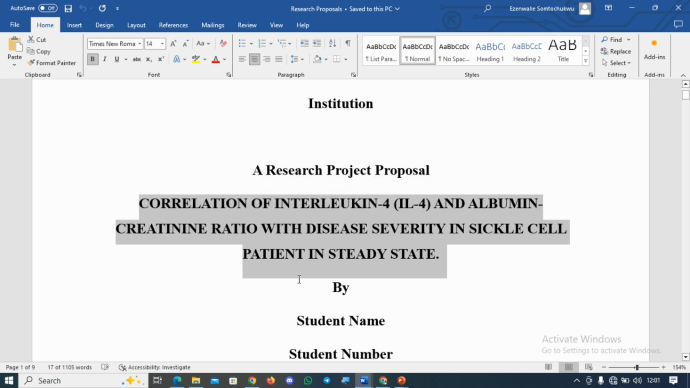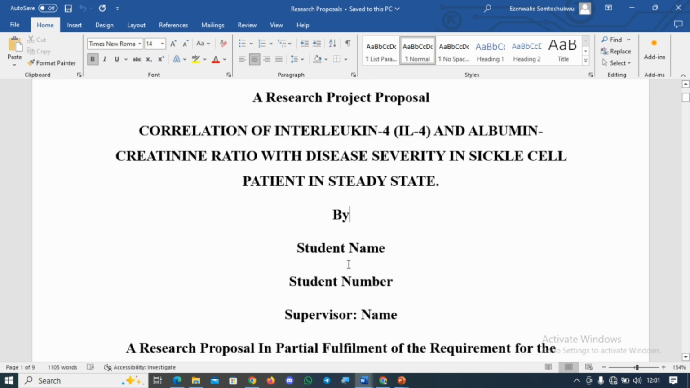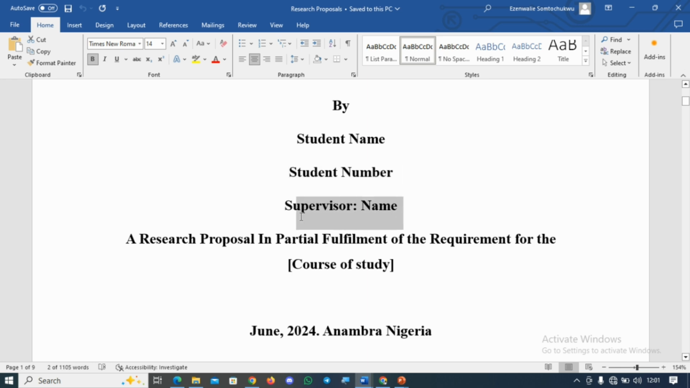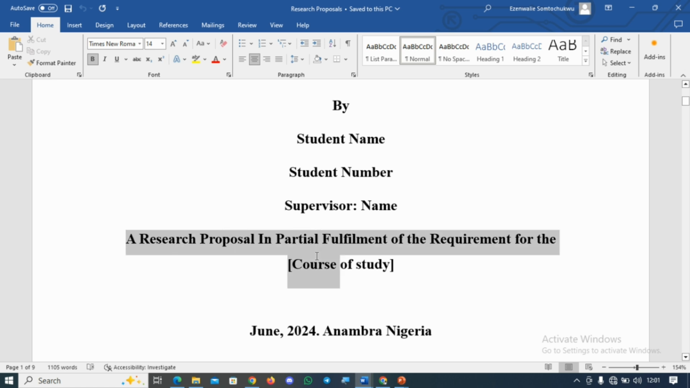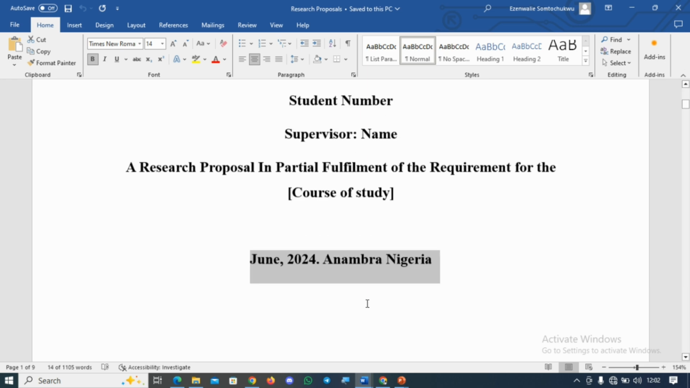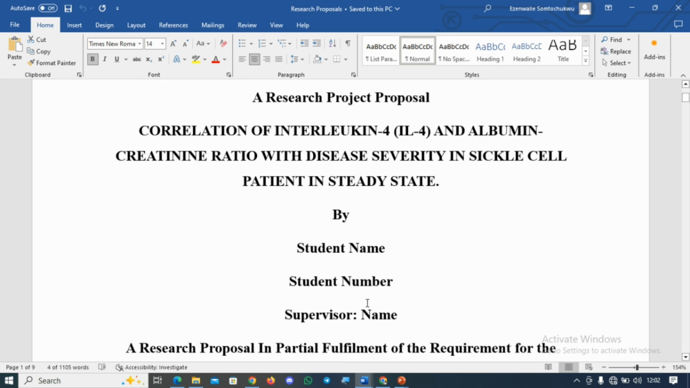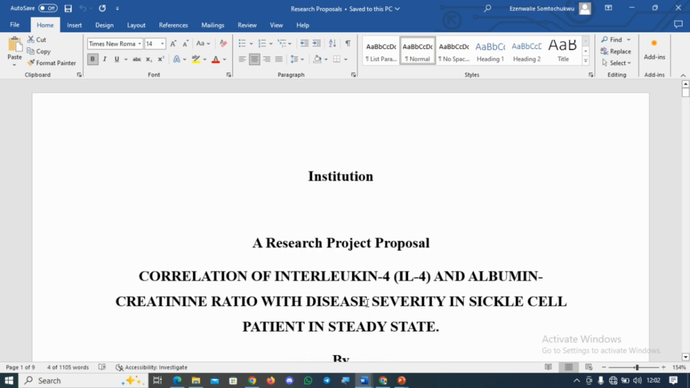So that's the placement, and then we talk about your name, your number, and your supervisor's name. If you have two supervisors, they can be inputted here. And then this is a research proposal in partial fulfillment for the course of study, whichever you're writing. Okay, and then the date, a month and a year, and then the city where you are. So that's primarily the front page, the title page of your research proposal. That's just what should be in your title page.